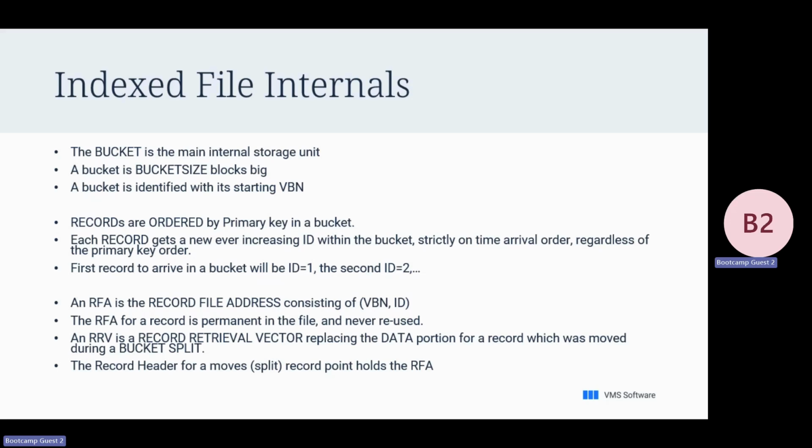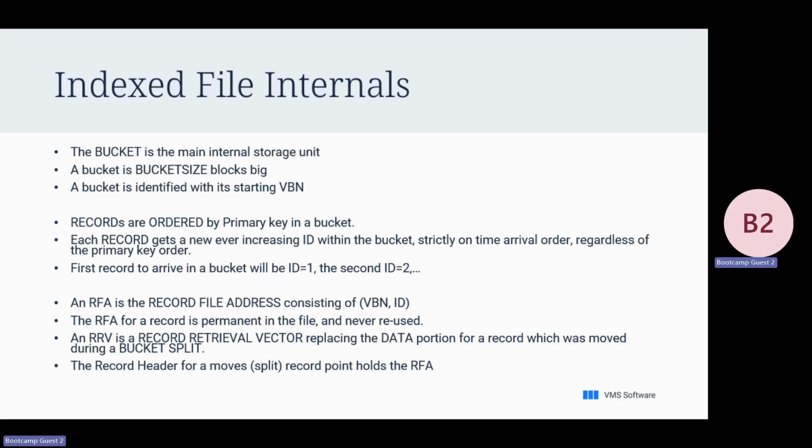So the definitions. A bucket is the main internal storage unit. So we store our data records and our index records in buckets of data. The bucket has a bucket size. This is an FDL term, right? If you design your files, you have this magic language, and bucket size is a word in there. A bucket is that many blocks big, and the bucket is identified by its starting VBN, the block number within the file. So a bucket 12 would start at block 12 and could run into block 16 or however long it's going to be.